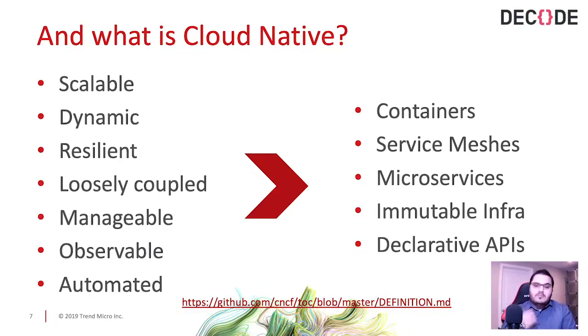With those 7 characteristics, you have some examples of cloud native technologies on the right side, which are containers, service meshes, microservices, immutable infrastructure, and declarative APIs. So basically that's the ecosystem that's composed of cloud native applications, right?